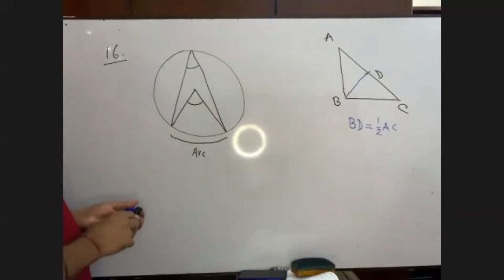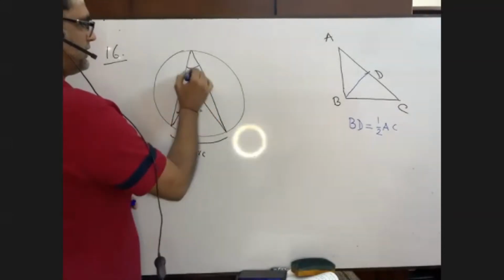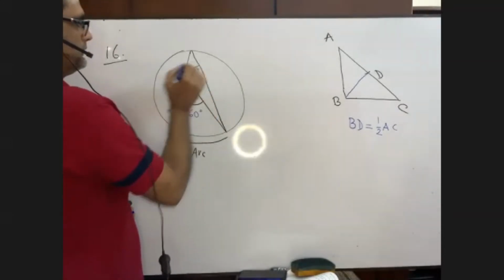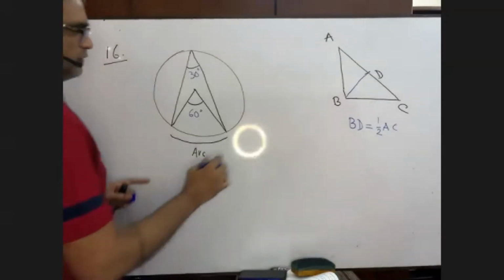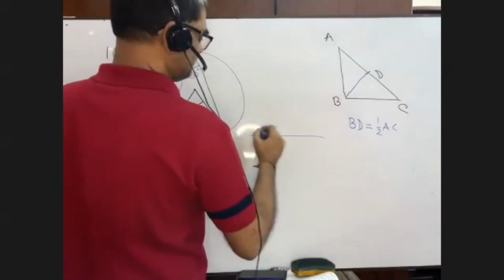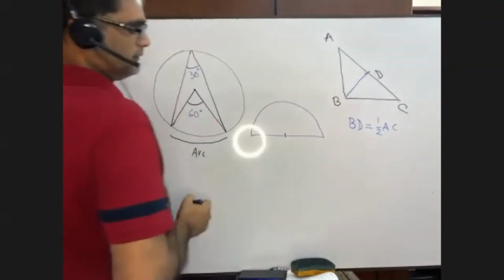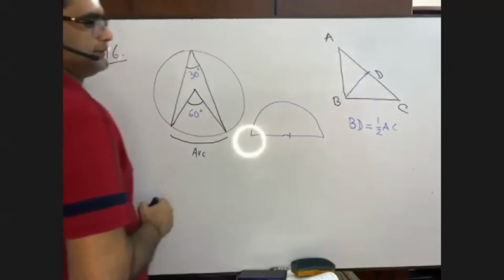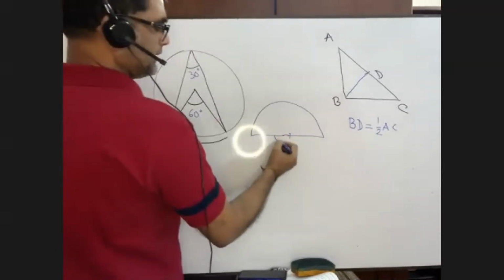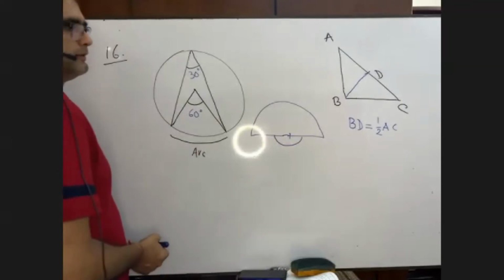Please. Now, if it is 60 degrees, then it is 30 degrees. You know it perhaps. Now you see, suppose this is the center. What is the angle here? 180 degrees.